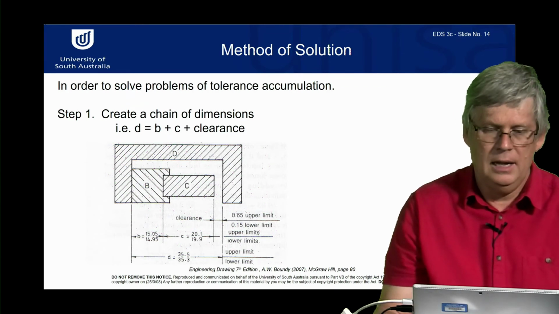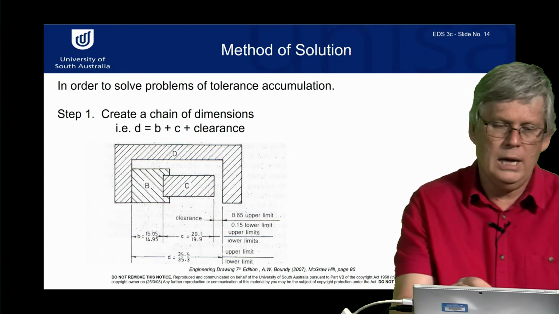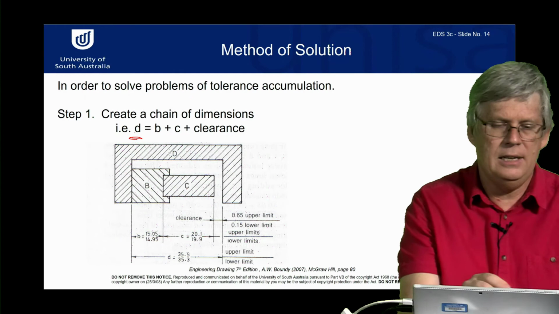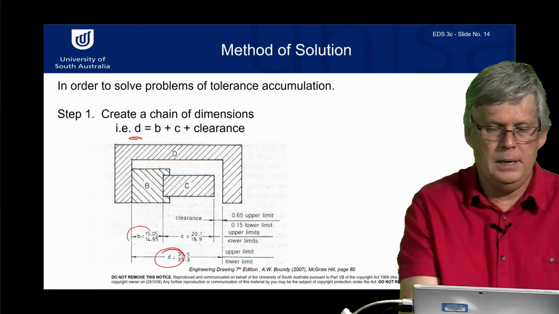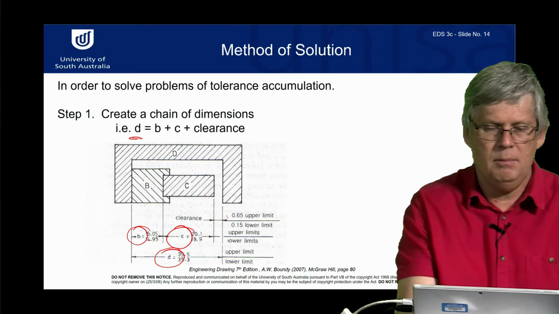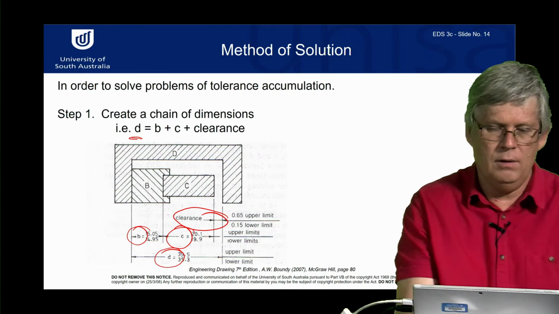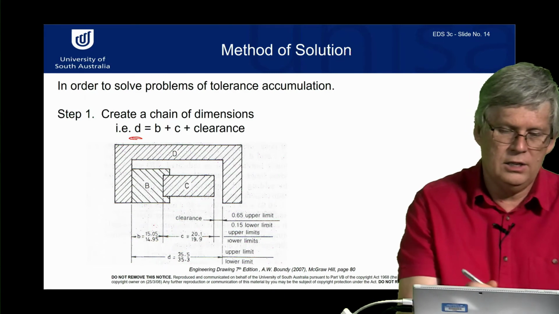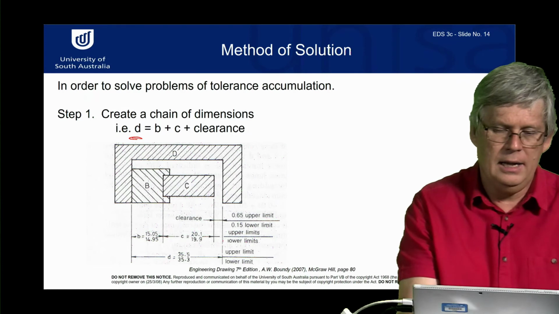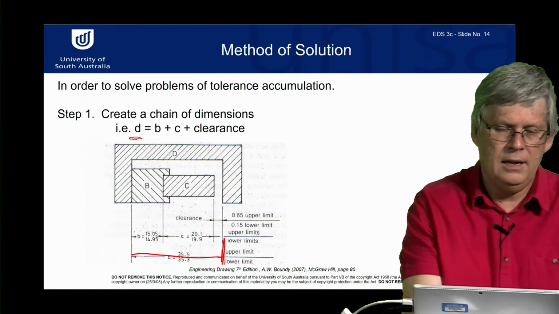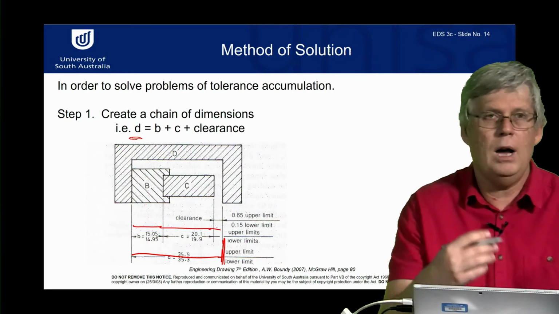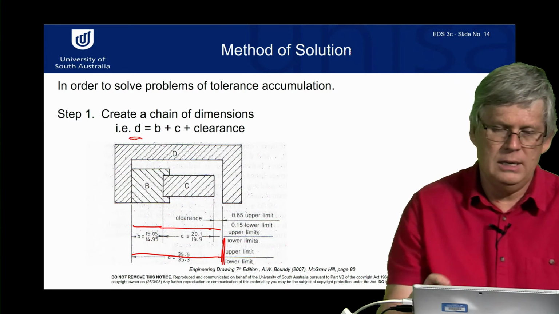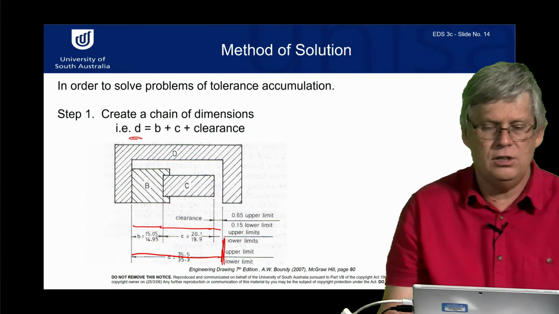So here is the way to look at it. So we can look at size D, so we can look at a chain. So D is equal to the sum of B plus C plus the clearance. So overall you can draw it as a chain. So I can say if we start here, D equals B plus C plus clearance. So we can write a chain, and then we can do the sum of it. So we create a chain to solve it.